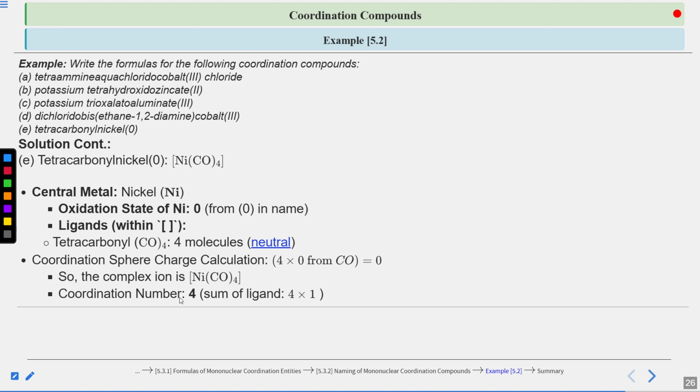And the coordination number is determined by the bonded ligands. There are 4 carbonyls present as ligands in it. So the sum of ligands will be 4 times 1, that is 4. So the coordination number of the central atom nickel will be 4.